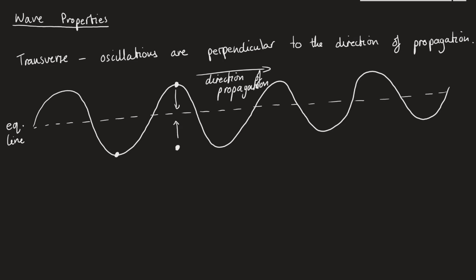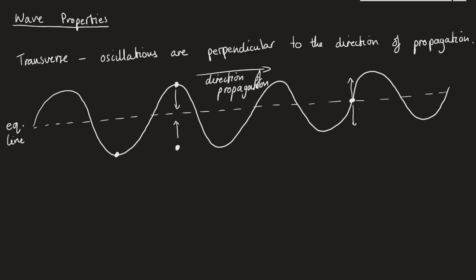If we take a particle in the middle, so on the equilibrium line, next thing it's going to do is move down. But as soon as it gets to the bottom, it's going to move back up. If this point here meets this, it's going to move back up. So the particles inside a transverse wave move perpendicular to the direction of propagation, because the direction of propagation is horizontal and they are moving in the vertical plane.